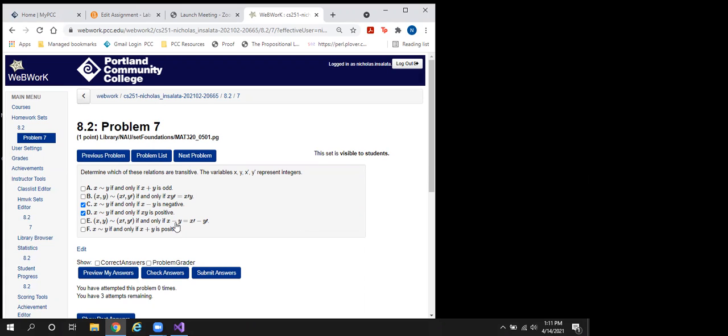Okay, so what about part E? Here's another one of these longer ones, where we have the difference of x and y equals the difference of x prime and y prime. Any ideas there? Equality is transitive, so it's true. Okay. In that case, would B also have to be true since it's an equality-based relation?